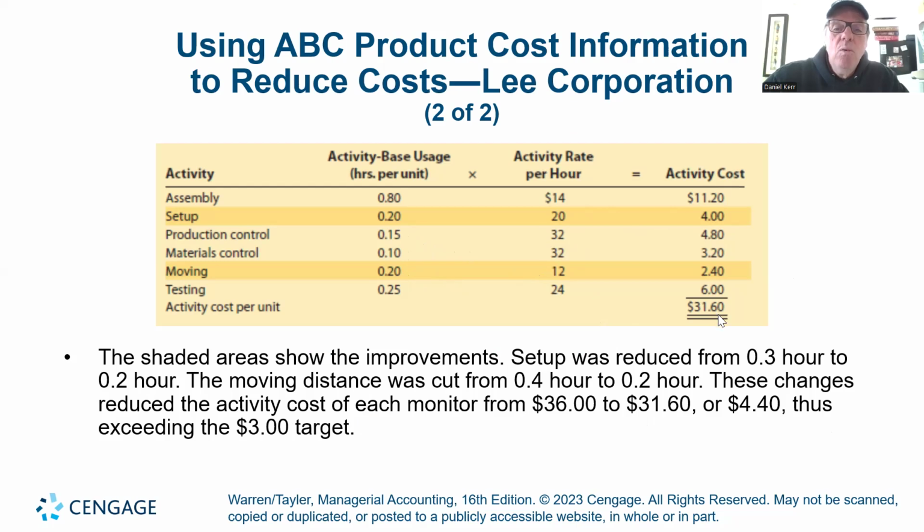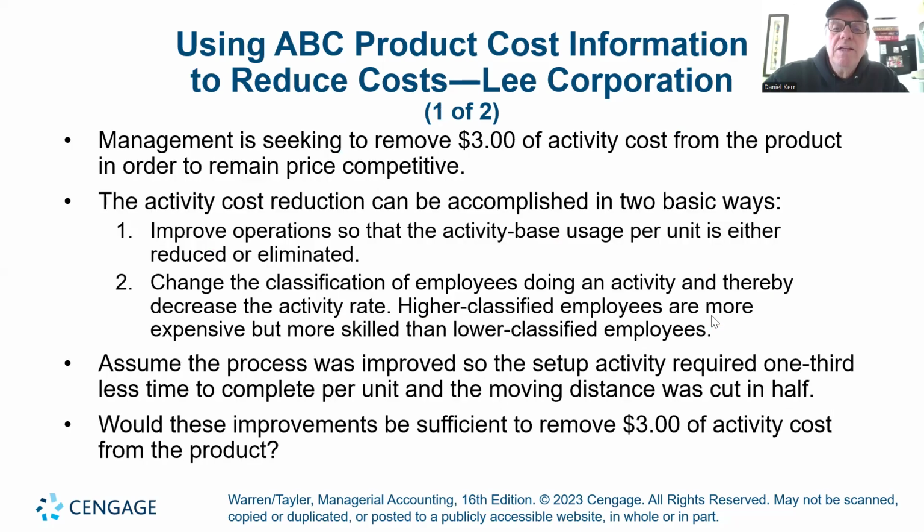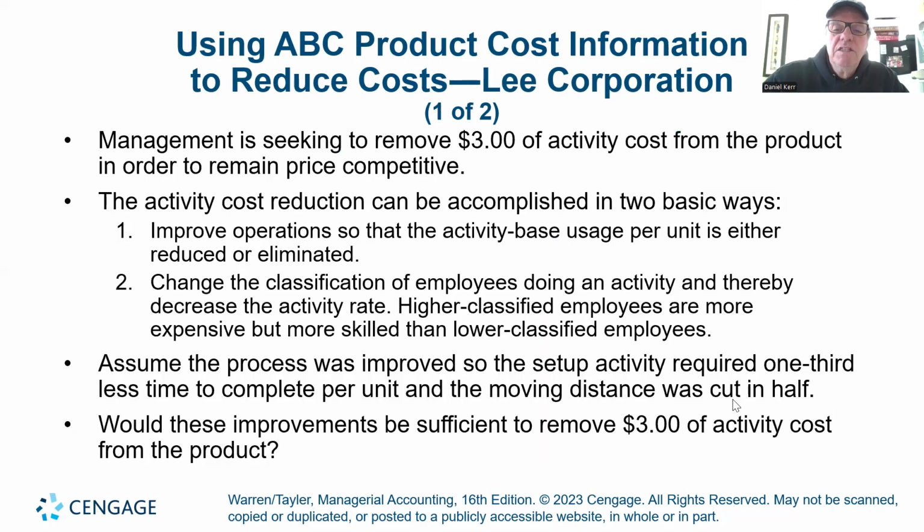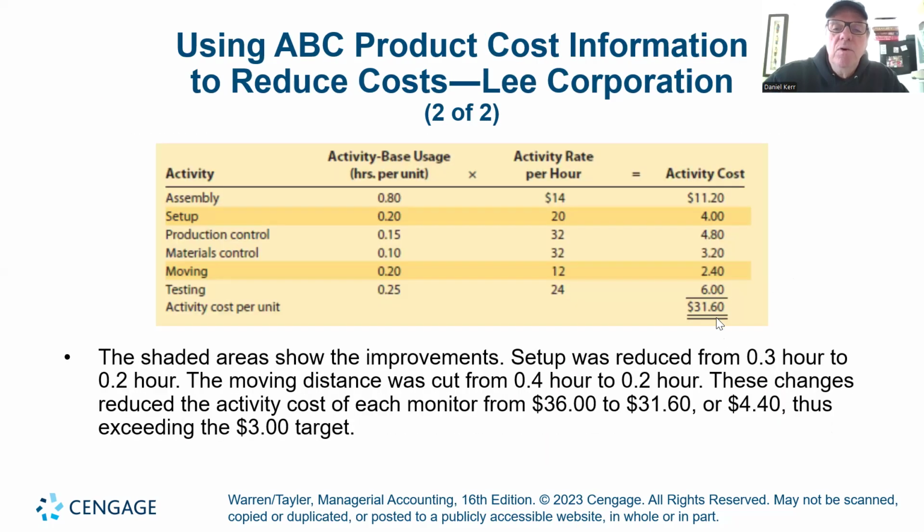And remember, our goal was to reduce the cost by $3. So last time we did this, we had a cost allocated per each unit of 36. And now we've got a cost of 31.6. So as a result of these two changes, we were in fact able to reduce the allocation of the overhead cost by $4.40, thereby exceeding the $3 target. Okay, so that's how to use this cost information to help reduce costs.